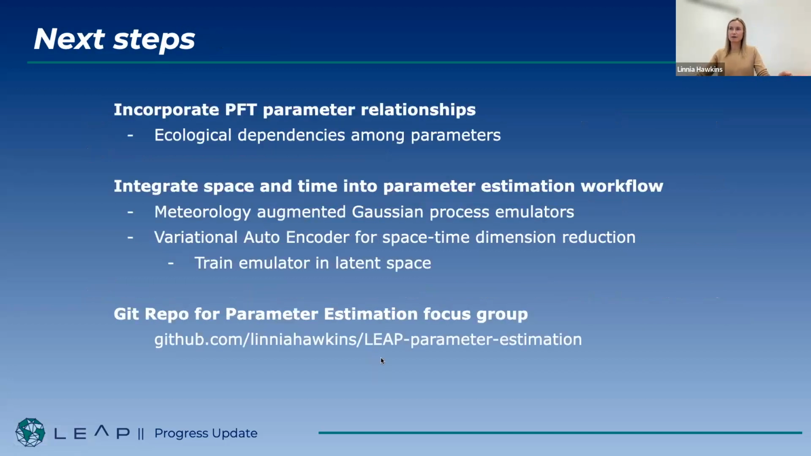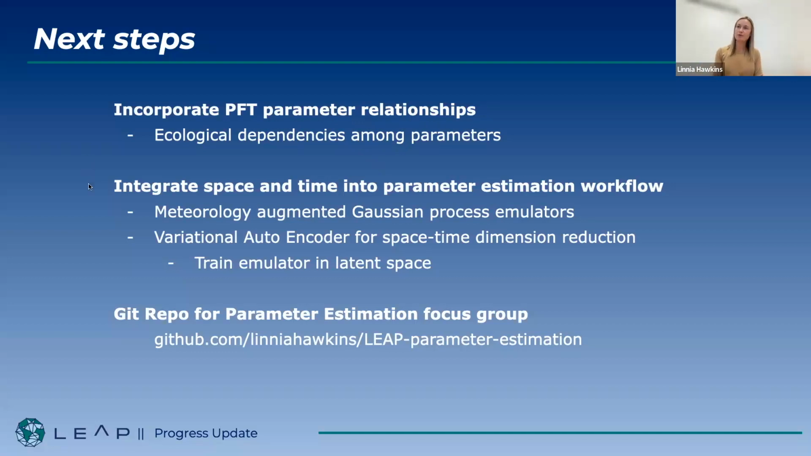And next steps for this work, we need to incorporate PFT parameter relationships. So in our most recent experiment, I just treated all the parameters as though they were independent, but we know that that's not true from an ecological perspective, right? We know that plants evolve and those traits are coordinated, both among different parameters within a plant functional type, as well as the way that a single parameter is represented across plant functional types. So we need to build those relationships into our sampling scheme. And I'm working with some ecologists and folks at NCAR and other land modelers to build out a way to sample that retains some of these leaf economic theory and ecological dependencies among parameters.